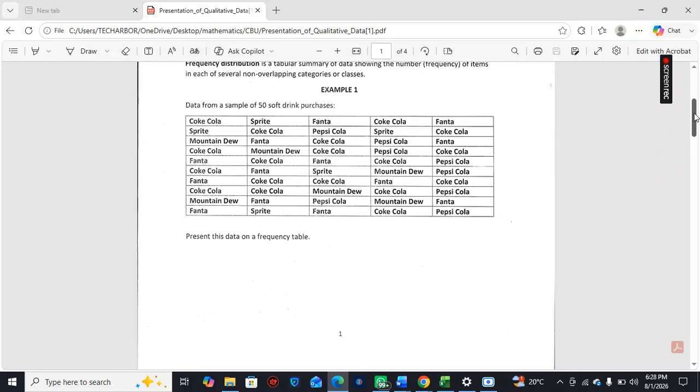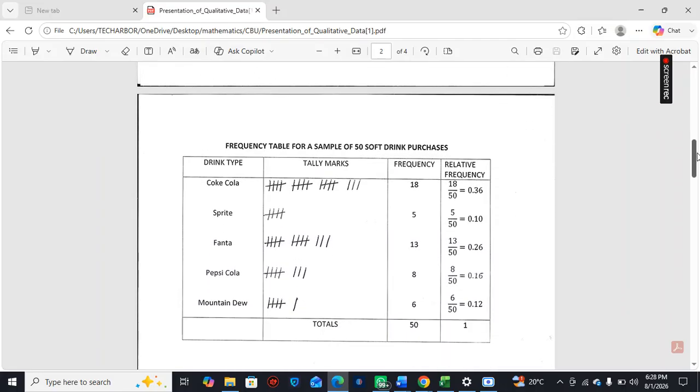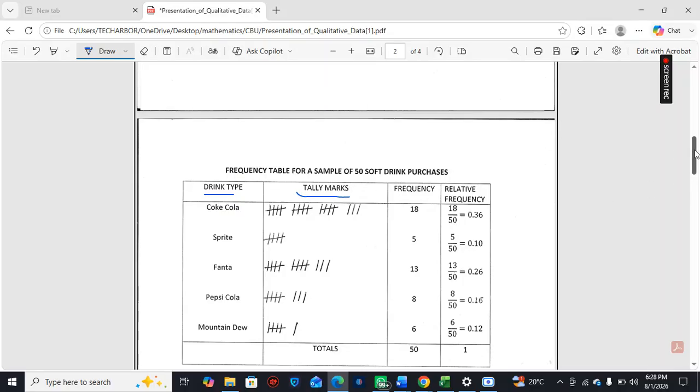So colleagues, this is how you prepare a frequency table first. In a frequency table, you have the variable that you're looking at, the drink type. In statistics, when you hear the word variable, it's just what's being measured. So the drink type, and you have the tally marks. These tally marks, this is how you count them.